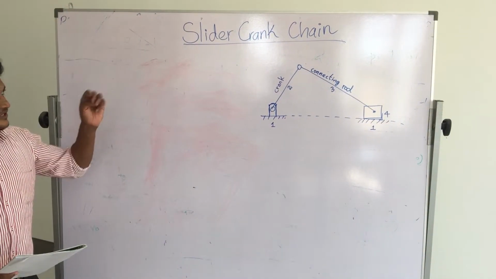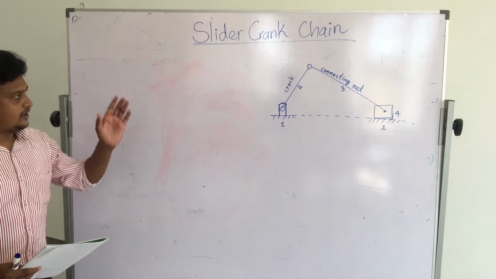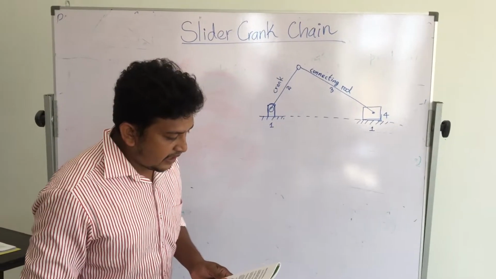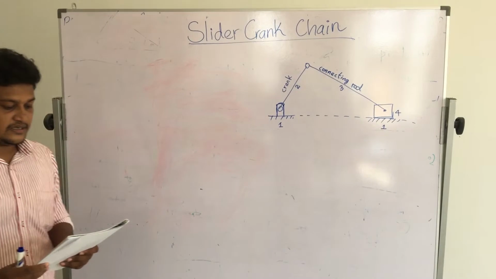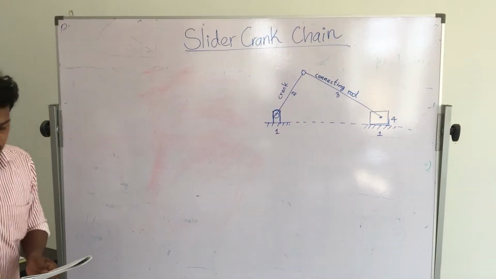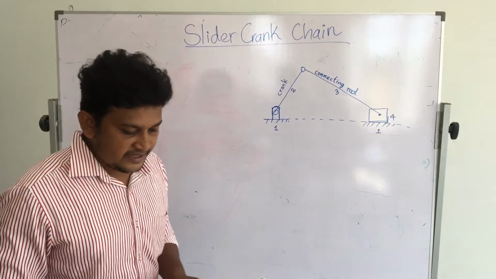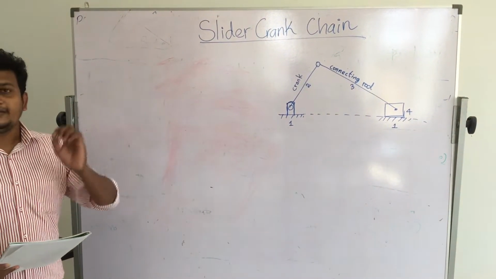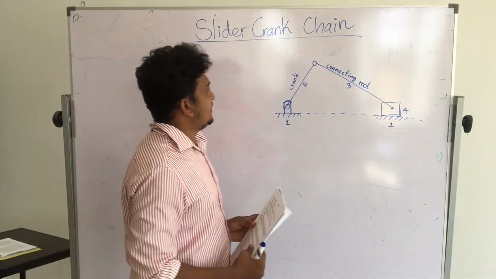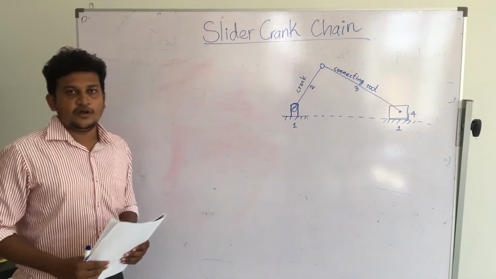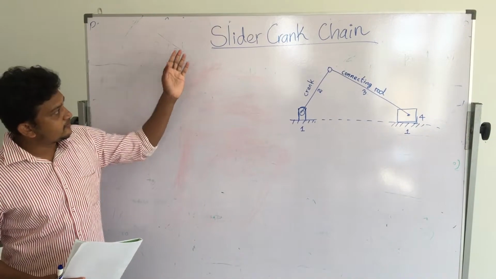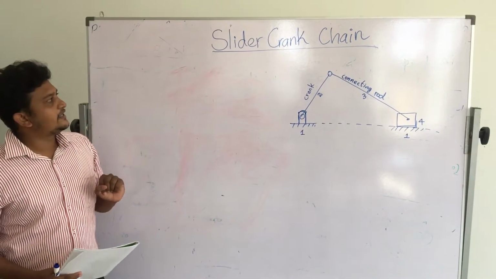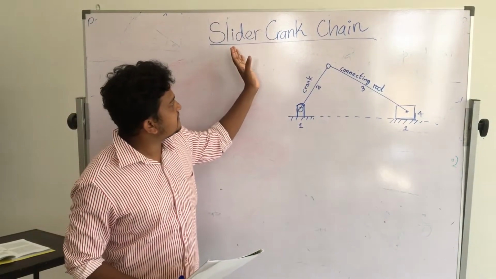There are three objectives for this practical. Number one is to obtain the graph of piston velocity against the crank angle using the method of instantaneous center, assuming that the crank rotates with constant angular velocity. Before I explain the first objective, I will give you a brief explanation of the slider crank chain. What is the slider crank chain?